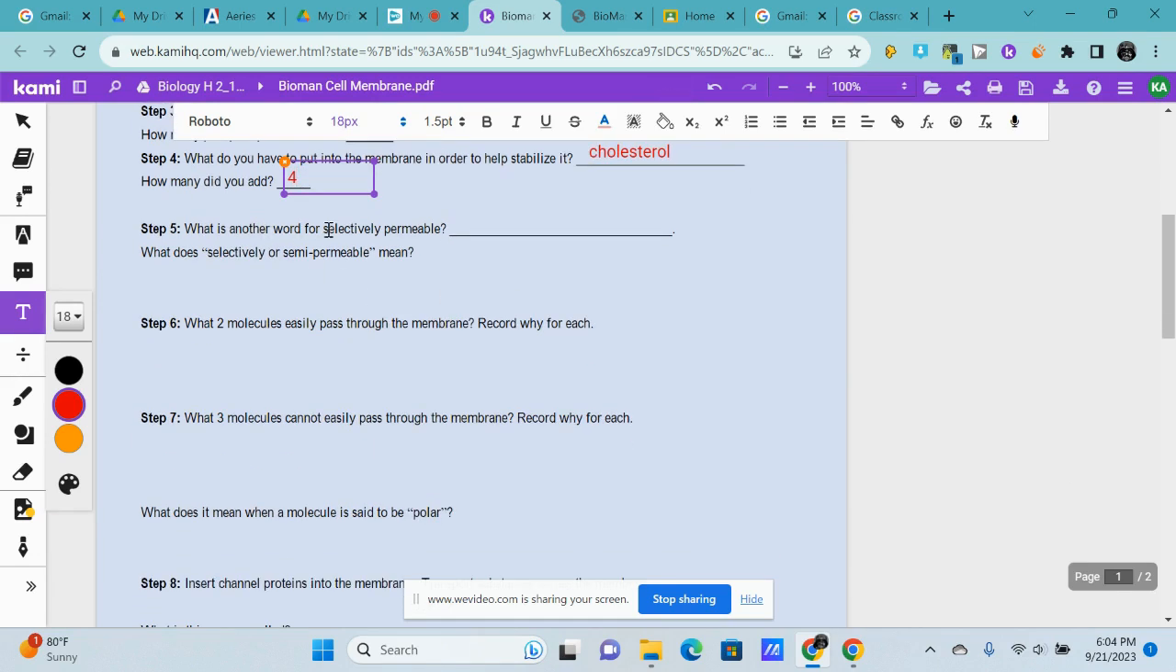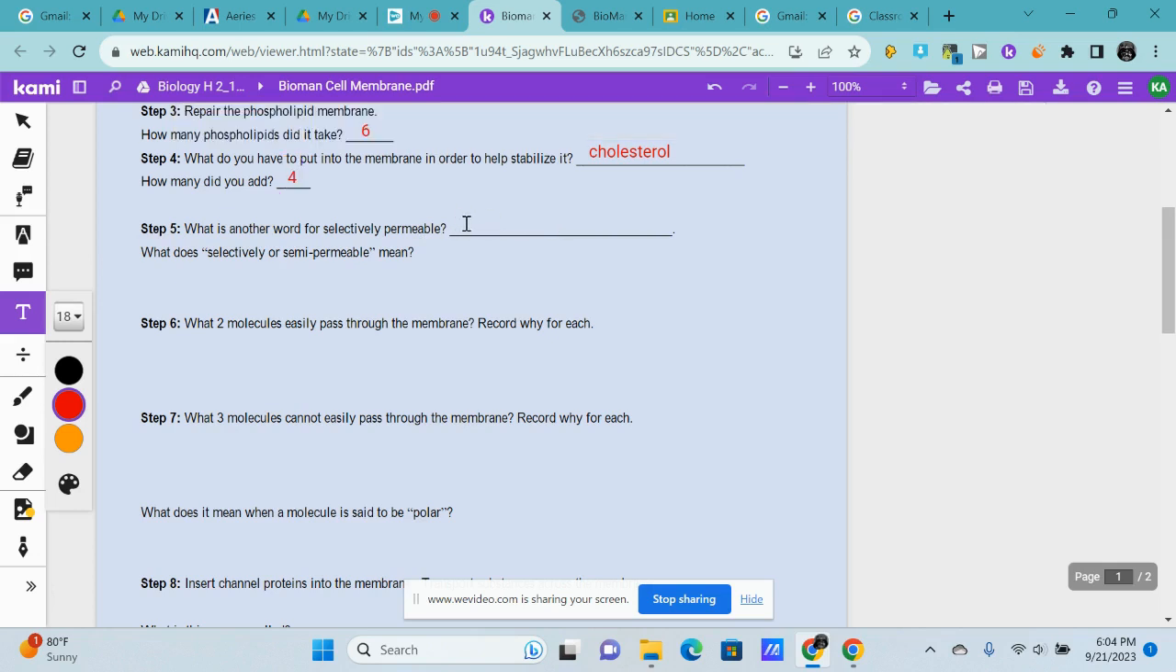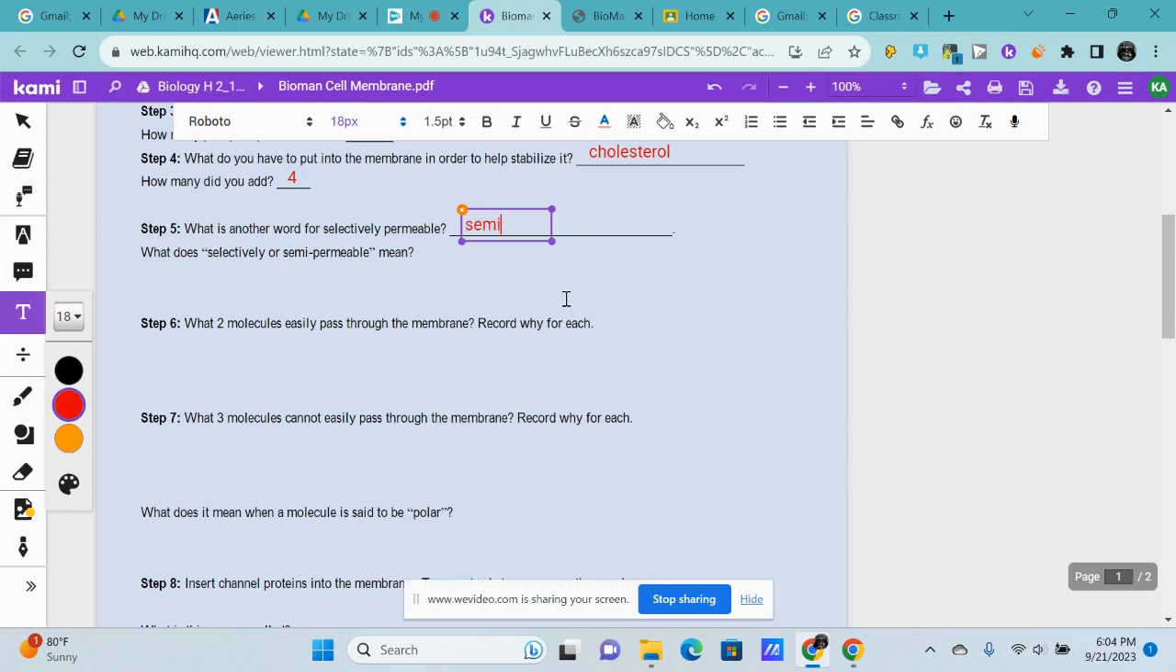What is another word for selectively permeable? Permeable means things can go through it. If it's fully permeable, everything can go through it. If it's impermeable, nothing can pass through it. If it's selectively permeable, some things can move in and out, while other things get blocked. So another word for selectively permeable, you're going to write right here, is semi-permeable. I'll write semi for you, but you've got to add permeable after semi.